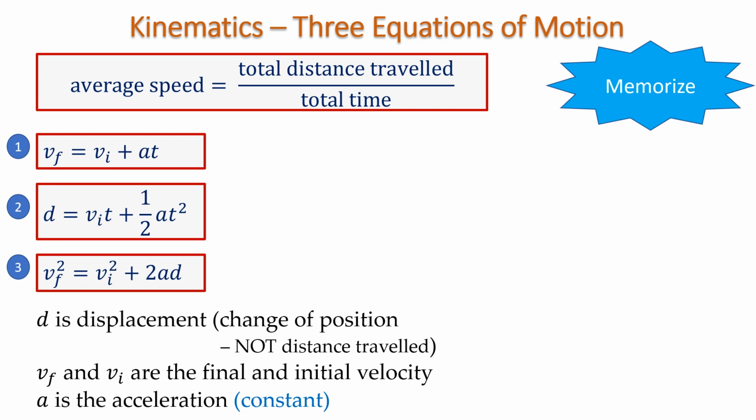Now here we would like to mention that d is the displacement, which is different from the distance traveled. Distance traveled is a scalar quantity. d is the displacement. For example, if I were to throw a ball vertically up and it goes up and it comes back to my hand, the displacement is actually zero, but the distance traveled is not.